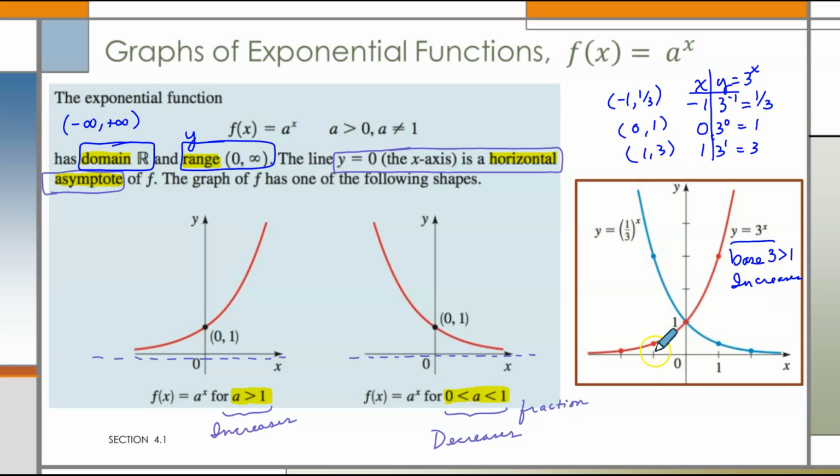Okay, so negative 1, 1/3 is right here. 0, 1 is here. 1, 3 is here. And if I increase, we see that 3 to the x graph that was already given to us. Okay, let's look at our next example.